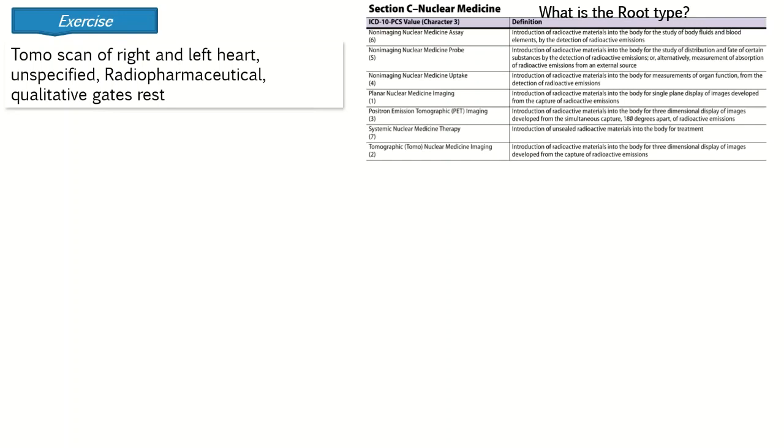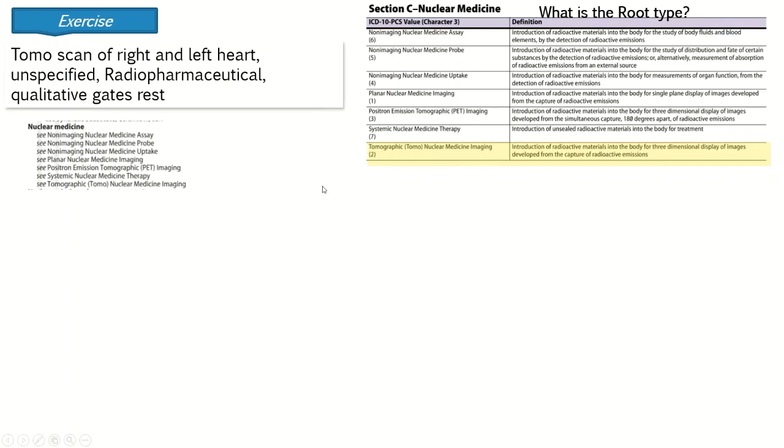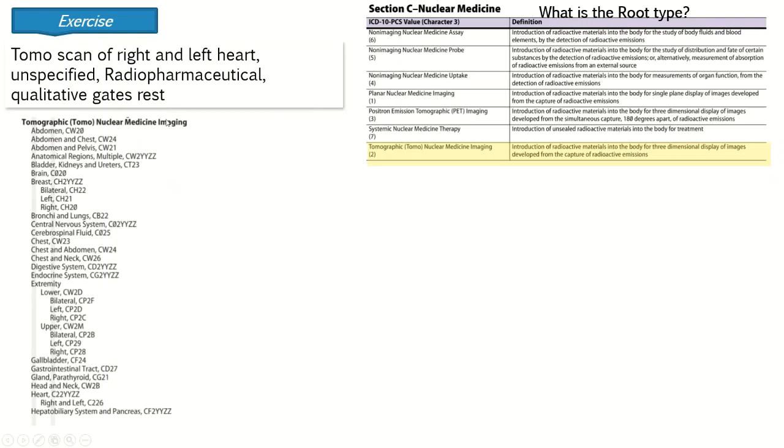And your root type shall be, and it's really about looking at those keywords, and the keywords draw us to tomographic, tomo, nuclear medicine imaging. It's not a PET scan, but this looks about right. So we're going to look up that root type. If you didn't know, you might go to nuclear medicine, but it would tell you to see tomographic nuclear medicine, and that's what we're going to do. Tomographic nuclear medicine of what?